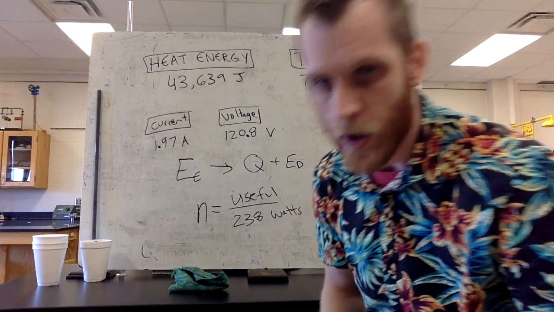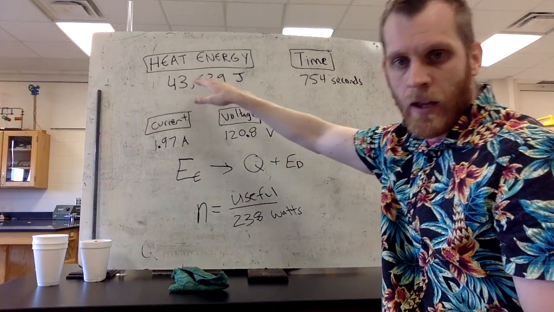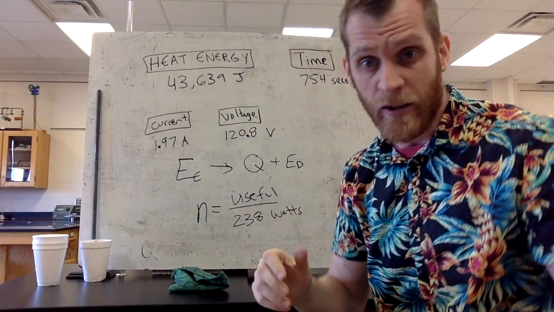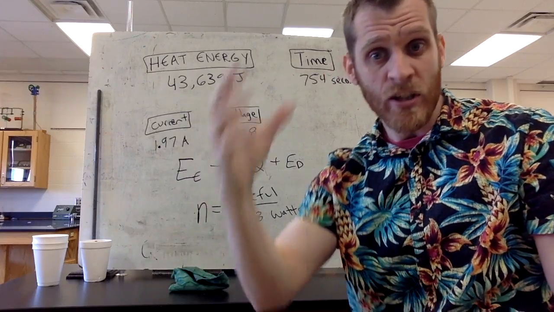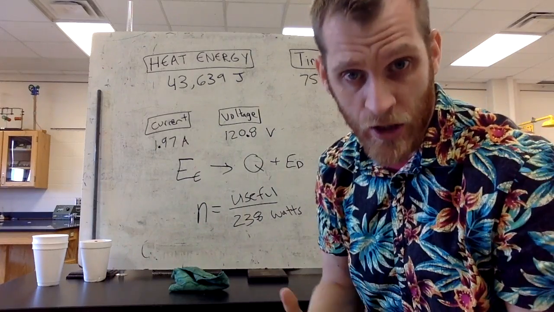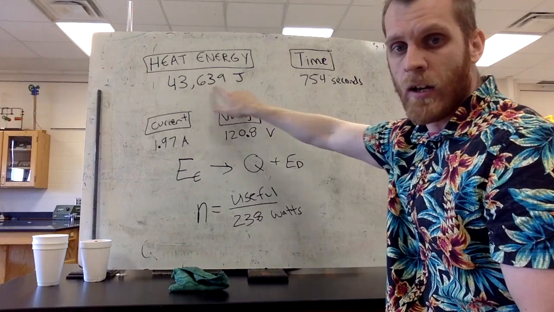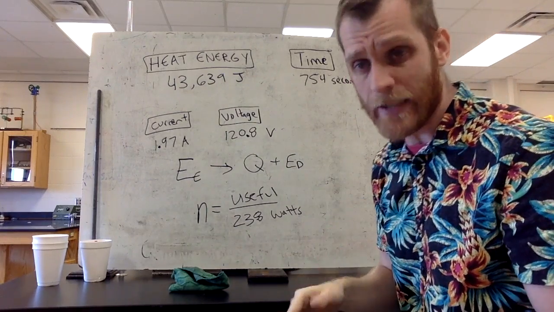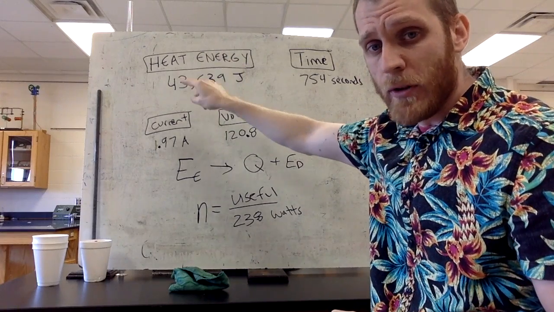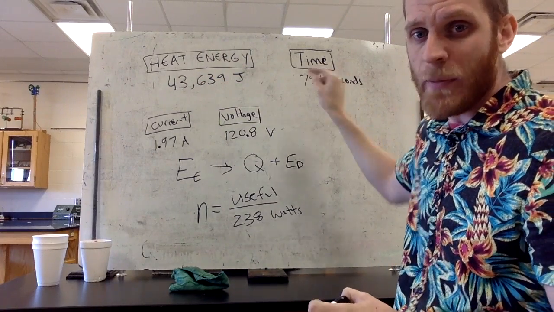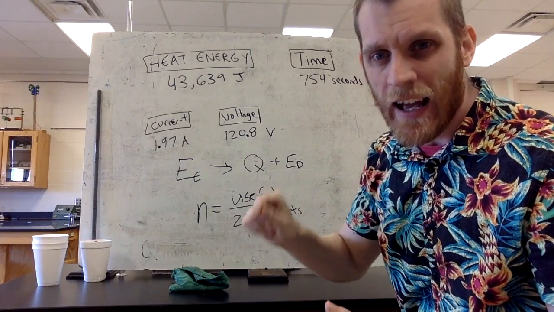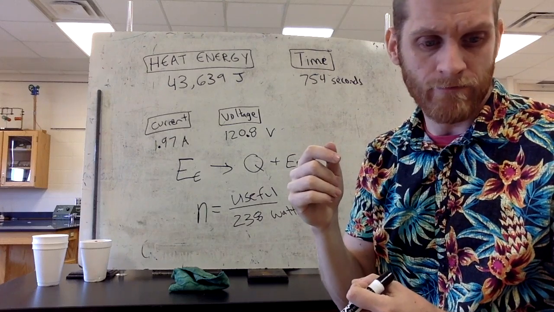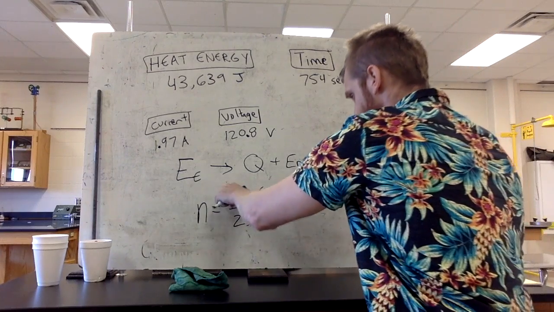Now my useful power, well, I have my useful energy, and I have the amount of time it took to get to that amount of energy. Now, if you remember, power is just energy divided by time. It's how quickly you use the energy. So I literally have to just take this number, divide by 754 seconds, and it's in the right units, because joules per second is the same thing as a watt. So I take 43,639 joules, divide by 754 seconds, and I get a useful power output of 58 watts.